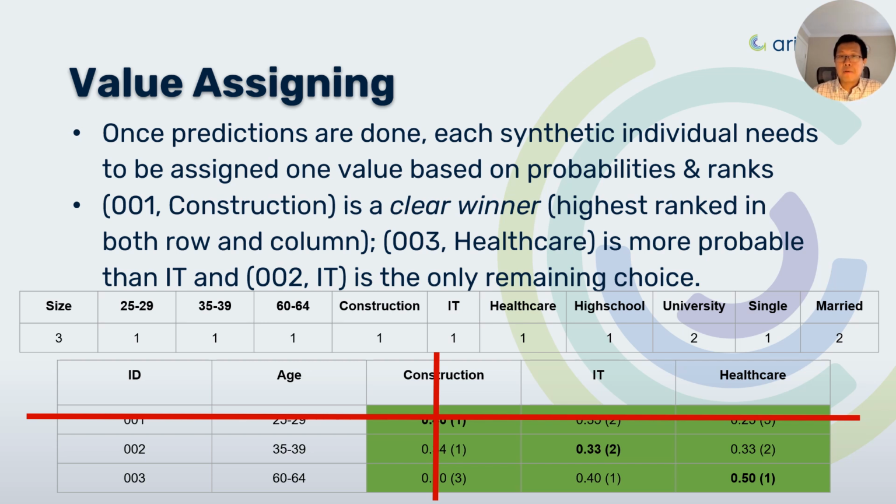Person two, it's a tie for IT and healthcare. But that's okay. We can skip that person for now, and we'll go to the third person. For similar reasons, the third person is a clear winner in healthcare, and that takes up that value. So all that remains is for person two to be the IT profession.